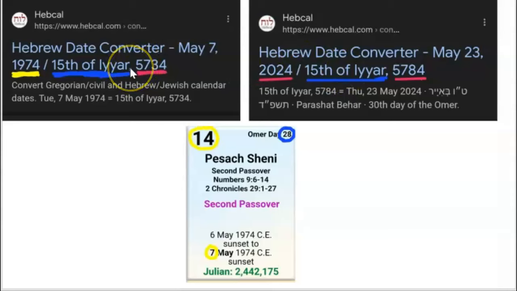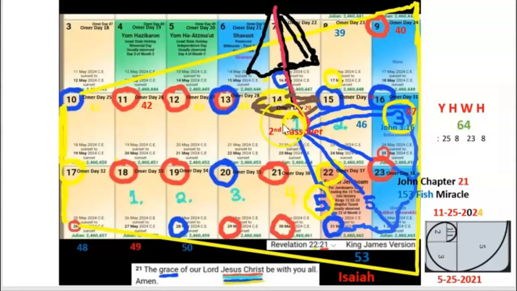And by the Gregorian calendar, it's May 7th, 1974 to May 7th, 2024. I'm 50 years old, and again, like Jubilee. And down here, I included, this is from the Torah calendar, May 7th, 1974, the second Passover. Again, it's on the 14th day, Omer day 28. So let me go back to the second Passover here. It's Omer day 29. And the day before is Omer day 28.